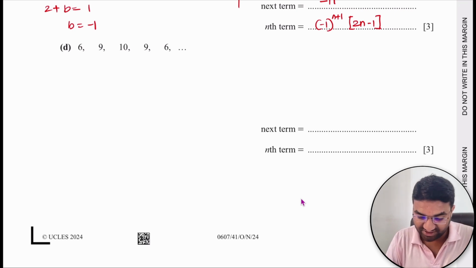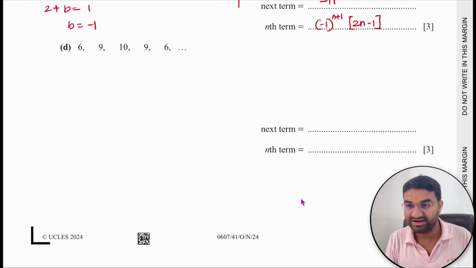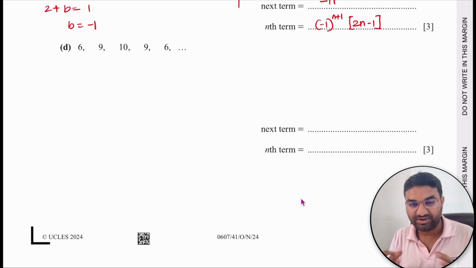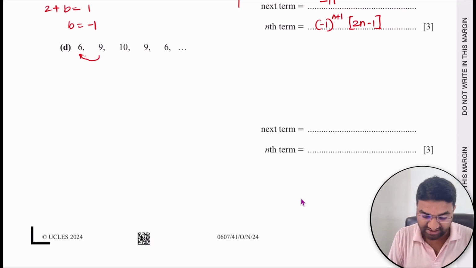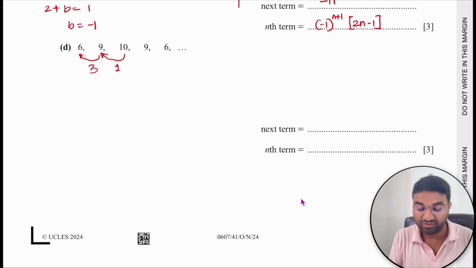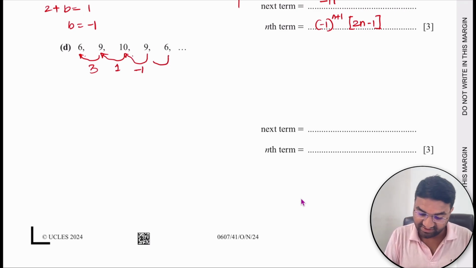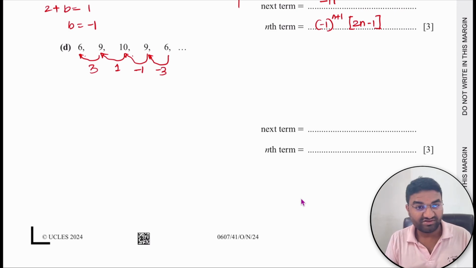So the next question. Okay, we'll understand firstly the difference. Fine. So the first difference we will get is 9 minus 6 is 3. 10 minus 9 is just 1 we are getting. Okay, 9 minus 10 is minus 1 and 6 minus 9 is minus 3 we will get. This first difference is not the same.